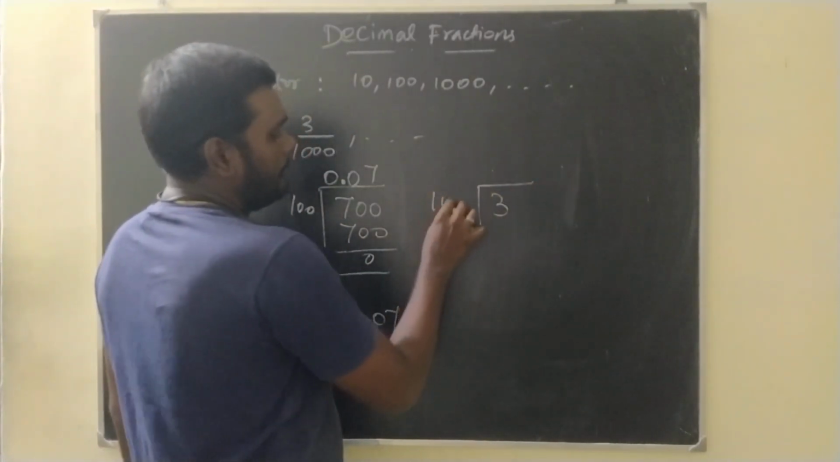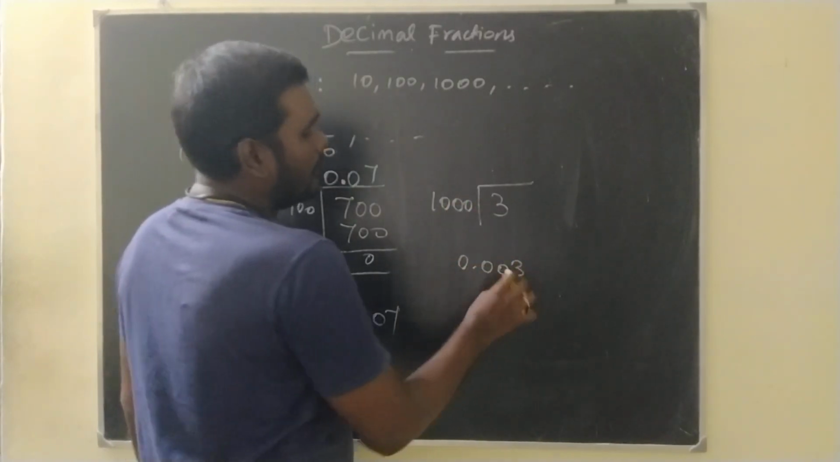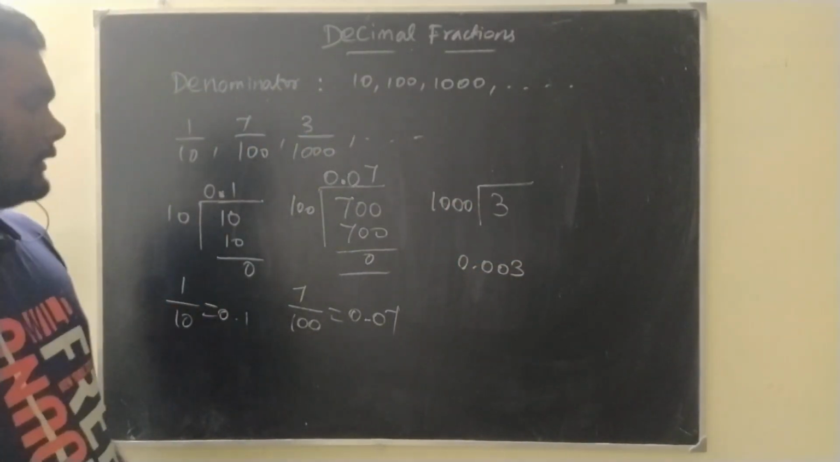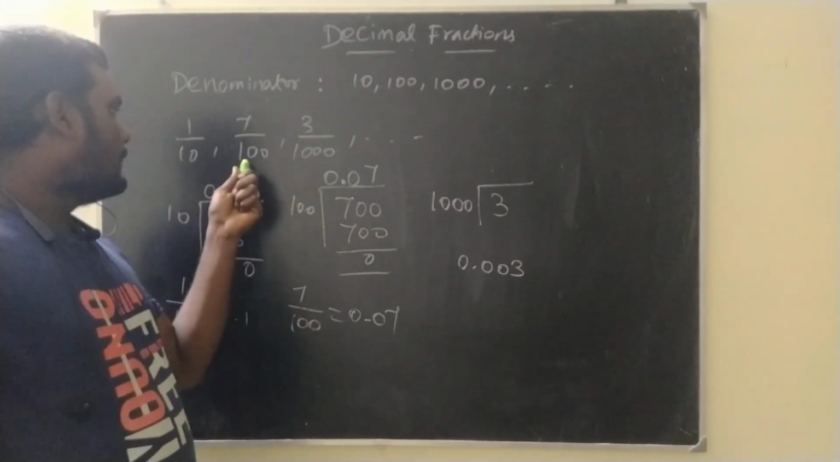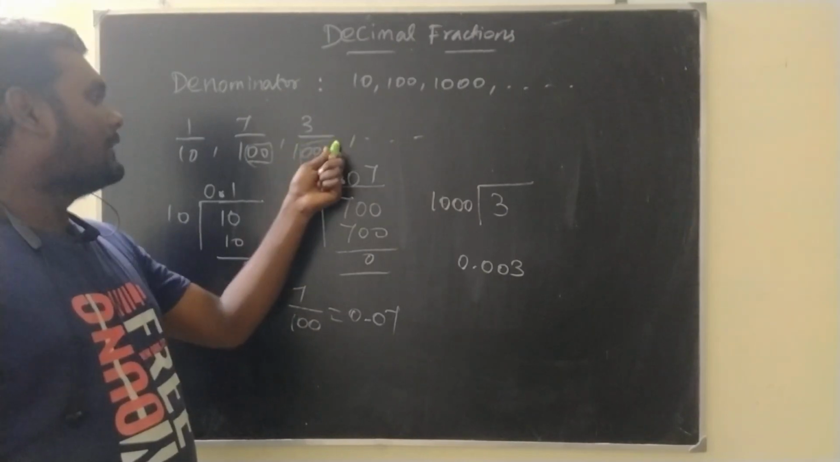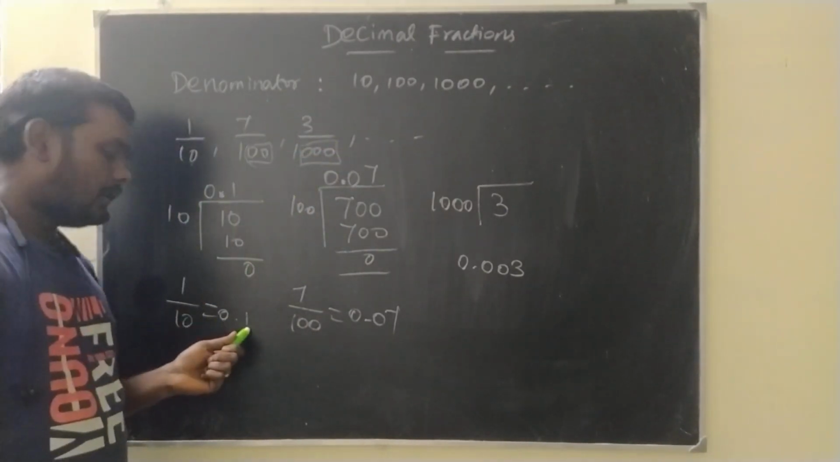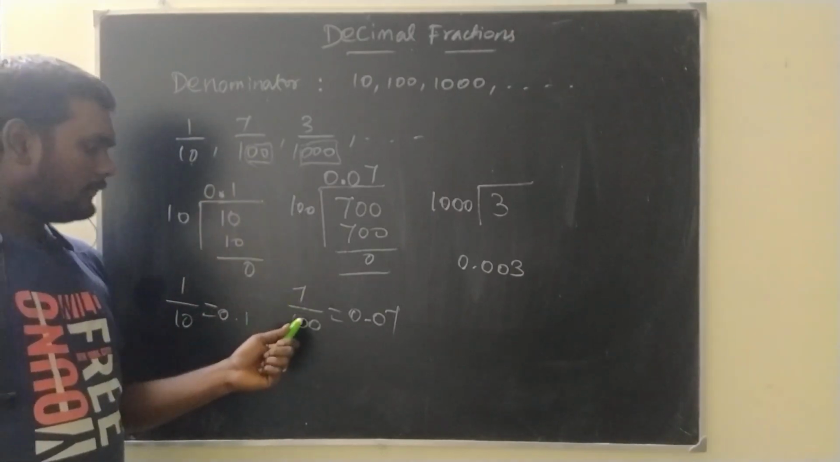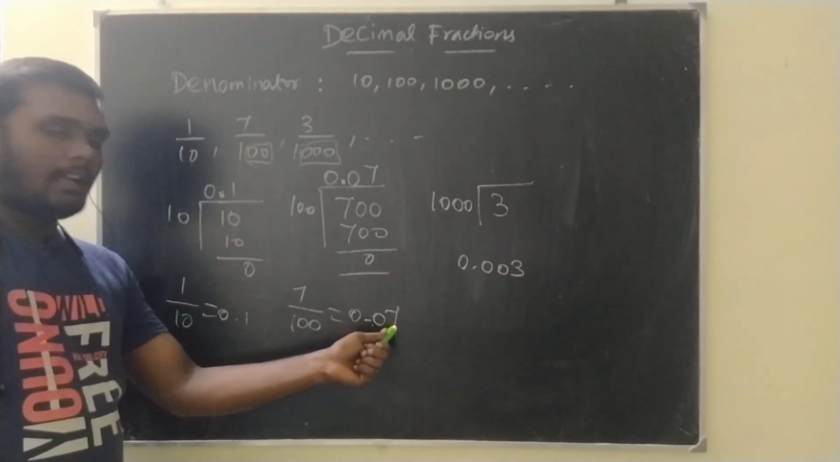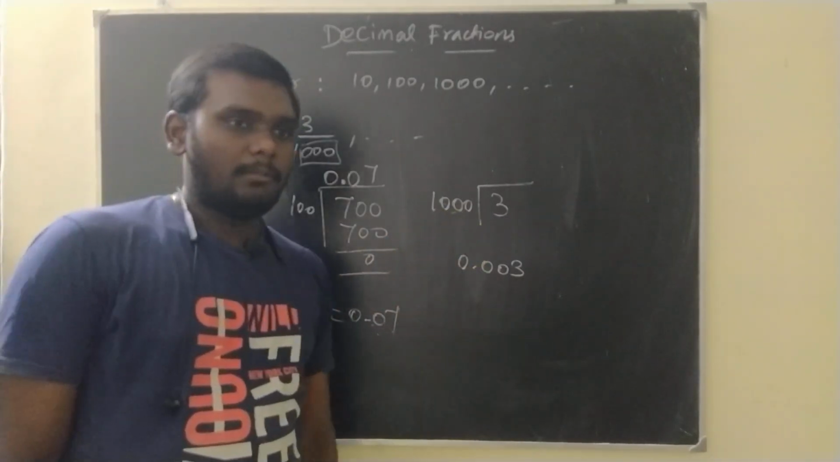Now can you guess what would be 3 by 1000? Yes, perfect, 0.003. Okay, as many zeros as there are in the denominator, that many decimal places it will have. Here we have 1 zero, so only one decimal place. 2 zeros, we have 2 decimal places, in which the last is the number itself. And here we have 3 zeros, so 3 decimal places.